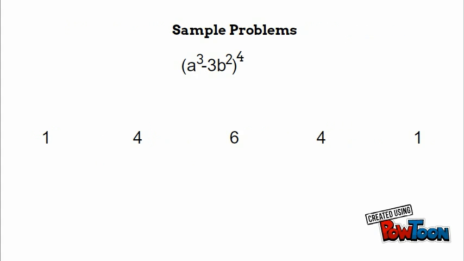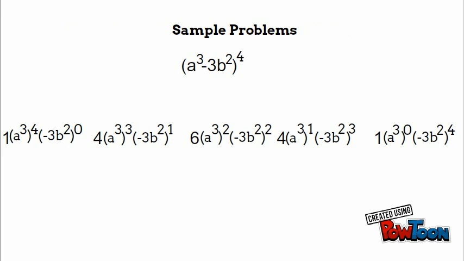Now we're going to add the variables and their corresponding exponents. The first term is going to be a cubed to the power of 4 and negative 3b squared to the power of 0. Now you just add the following variables and their corresponding exponents.